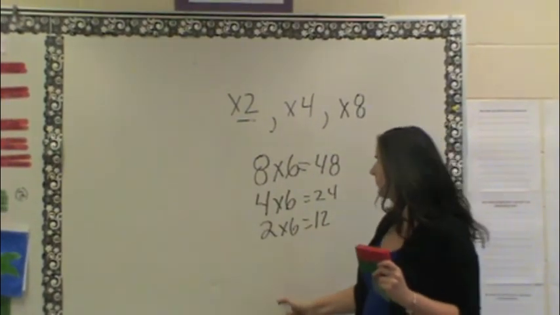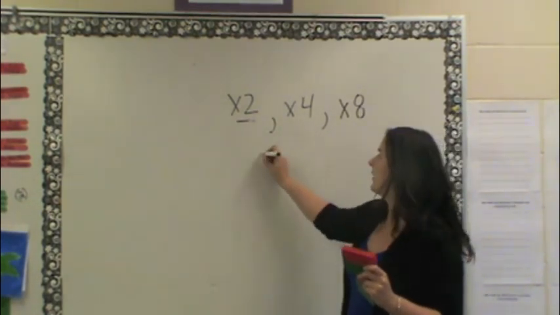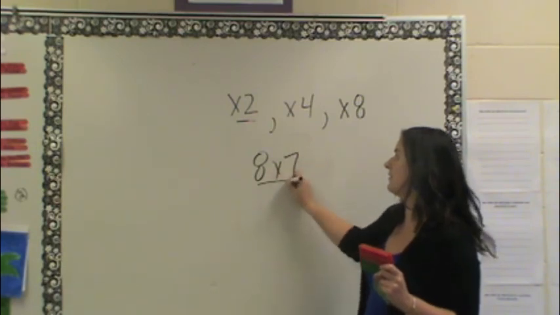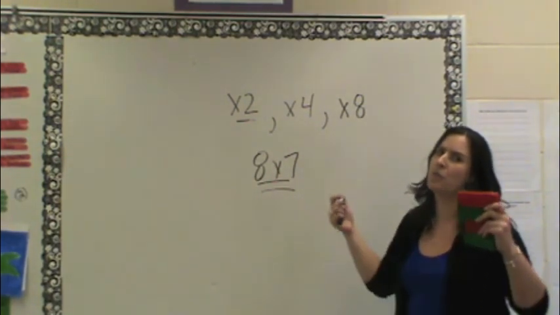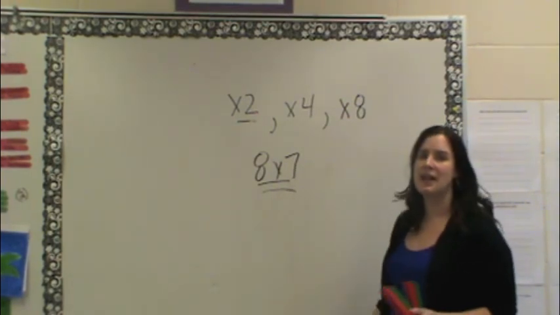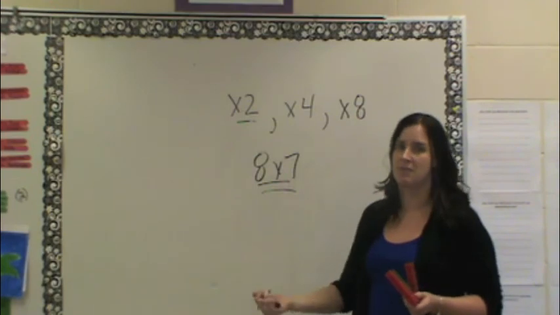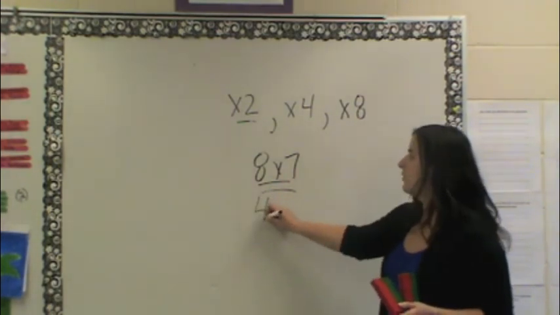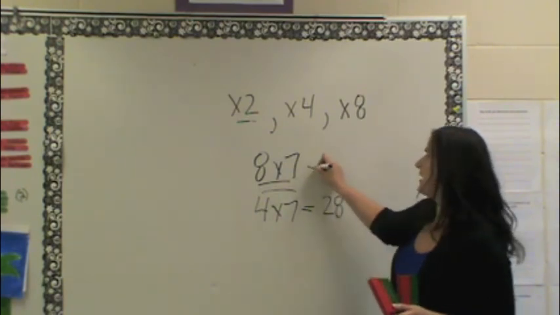Okay? So again, if my problem is 8 times 7, this is the one that most adults would have a hard time recalling. What I would ask students to do is think, what do you know? If you don't know 8 times 7, there is something that you know that your brain can go to and help you figure out the 8 times 7. And what they know is 4 times 7. 4 times 7 is 28. What would 8 times 7 be?